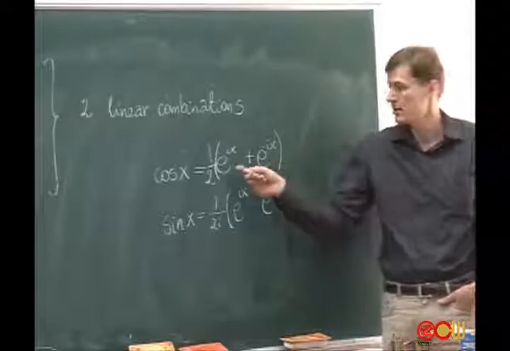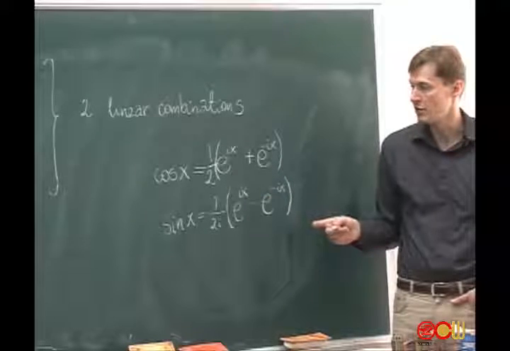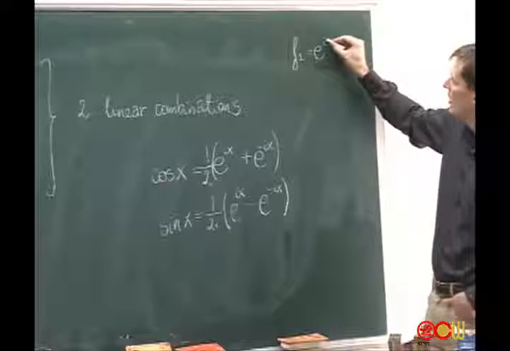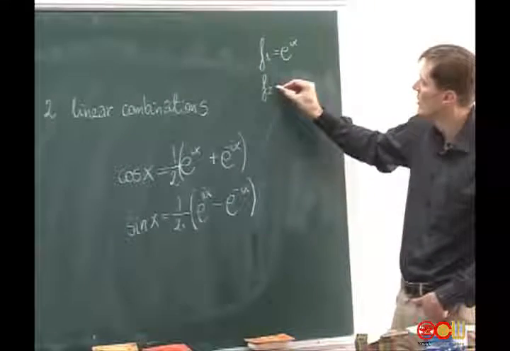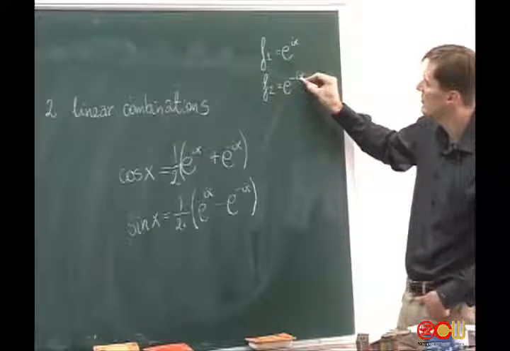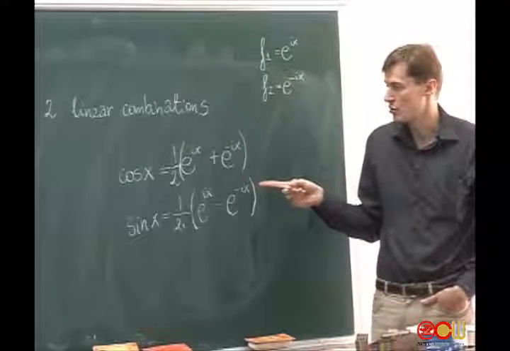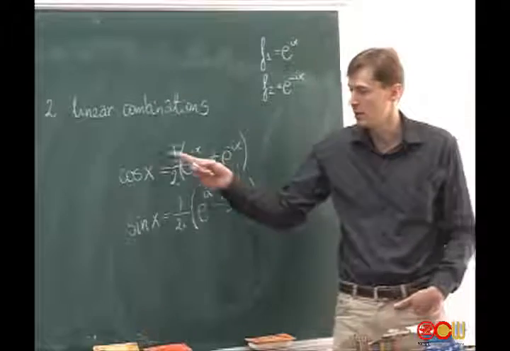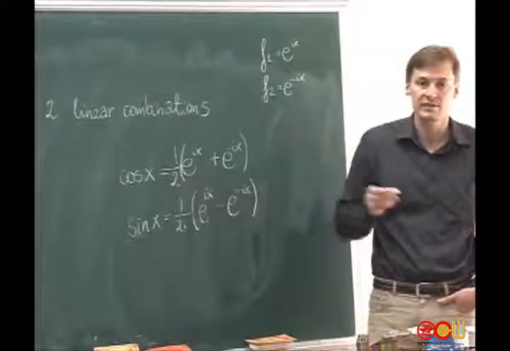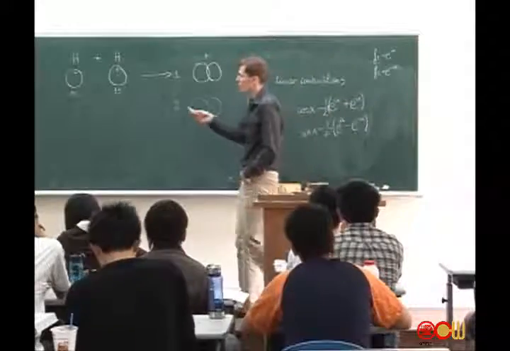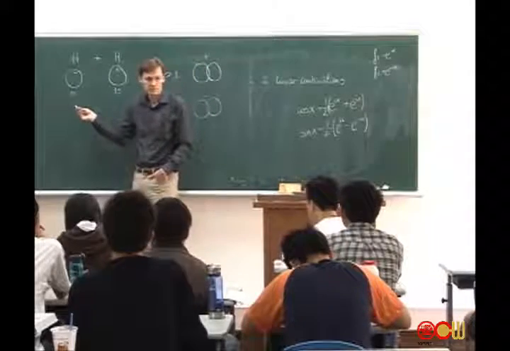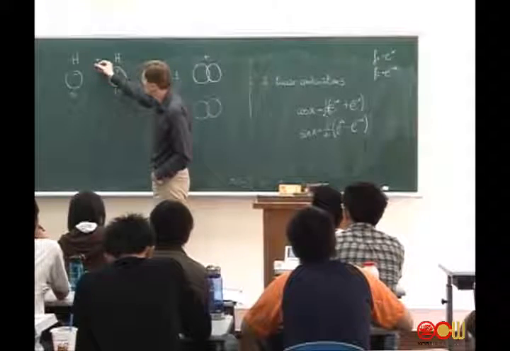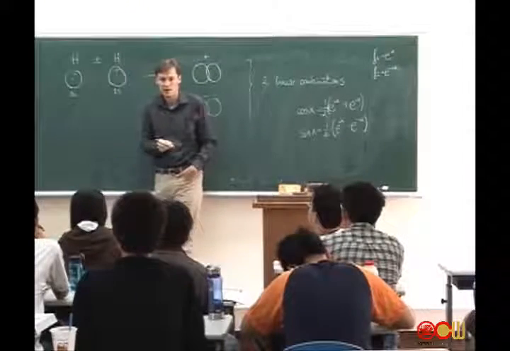So here we had two linear combinations of two functions. So function 1 equal e to the ix, function 2 was equal e to the minus ix. And we are making two linear combinations of them, ones with the plus sign, ones with the minus sign, obtaining two new functions. Similar things happen here. We have the orbital 1s, which is a function, and we have another function 1s. And now we can put between them either the plus sign or the minus sign.